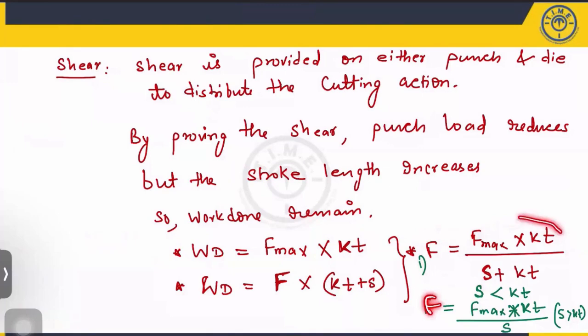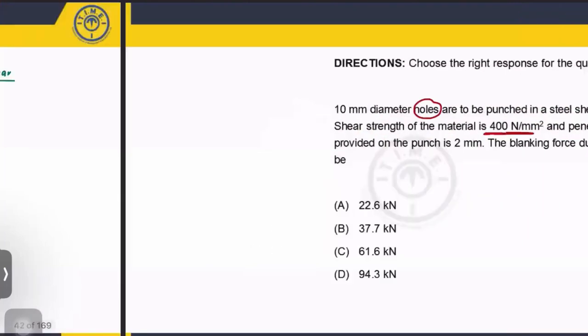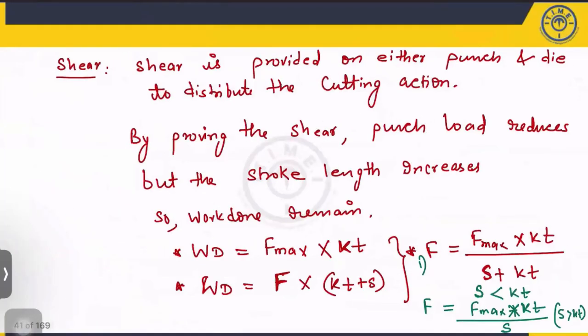The force you can calculate F max into KT divided by S plus KT. Based on this formula, I am discussing this particular problem. What is the problem? You are creating a hole to be punched in a sheet metal. Thickness is given. Shear strength of material is also given. Penetration is given. Now the shear is provided on the punch. That means this shear is provided on the punch. How much force you have to apply, that you have to calculate. How you will calculate? By using this particular relation.